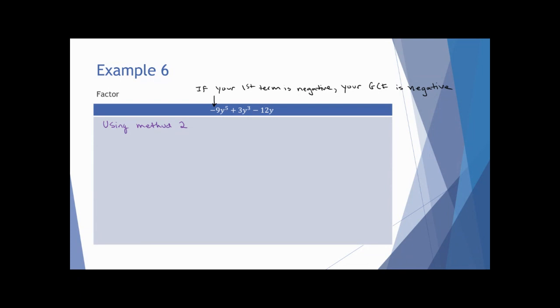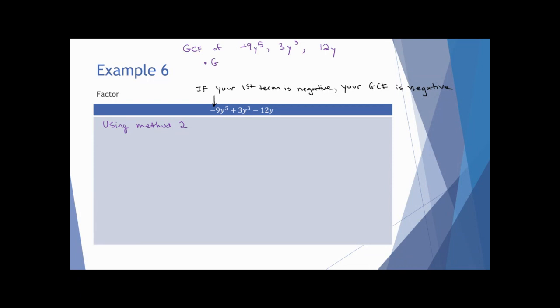So we want to find our GCF of, we have negative 9y to the 5th, 3y to the 3rd, and negative 12y. So I actually don't even really need to have the negative with that 12y because we can treat that as a minus, so we can just say 12y. But that negative in the front, that's really important.